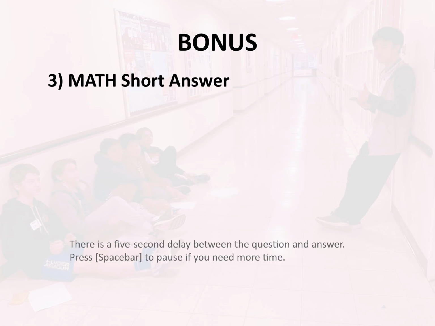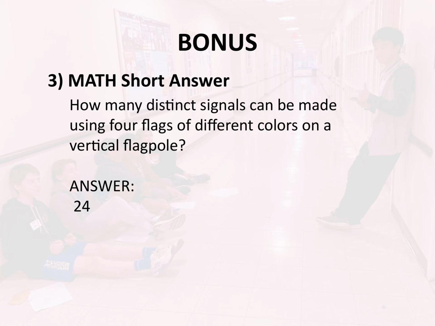Bonus 3. Math. Short answer. How many distinct signals can be made using 4 flags of different colors on a vertical flagpole? Answer. 24.